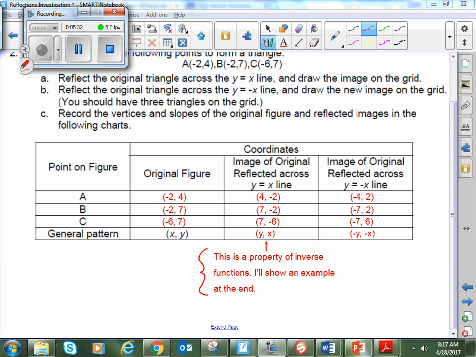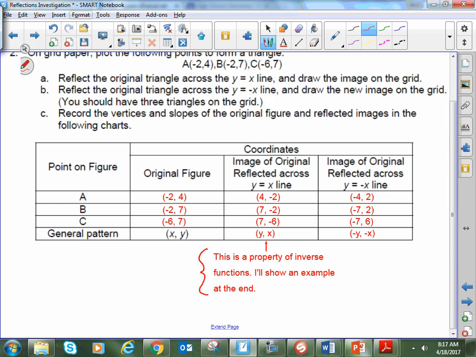Now for the reflection across the line y is equal to negative x, that one is not something that you're going to see, again, really outside of the geometry course. But the line y is equal to x, that is going to be a characteristic of inverse functions that you see in Algebra 2 and Pre-Cal.